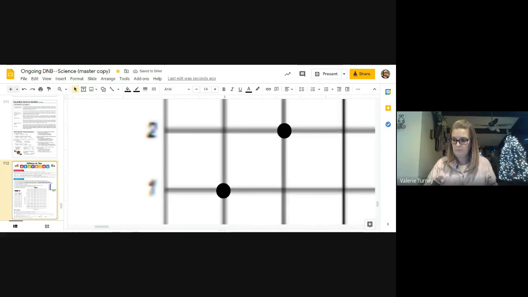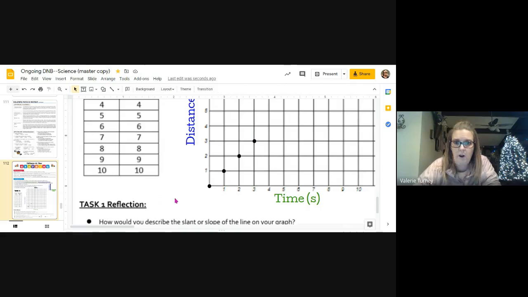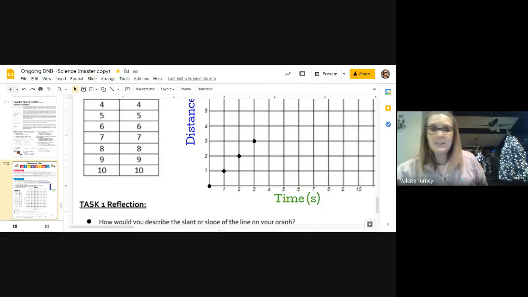All right, so far, this is what we've got. Now we've got 4 seconds and 4 meters. Now we are starting with a very basic graph, okay? It'll get a little bit more in depth as we do more graphs. This is a very basic graph. This is 4 meters, 4 seconds.